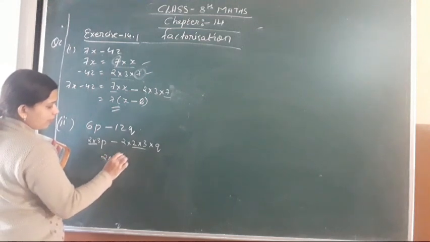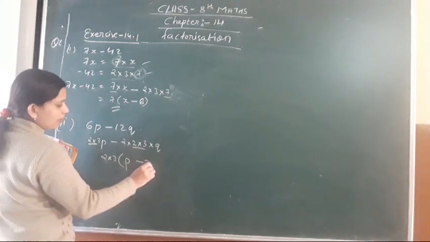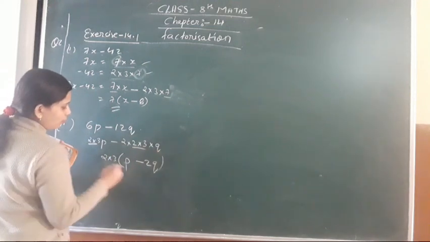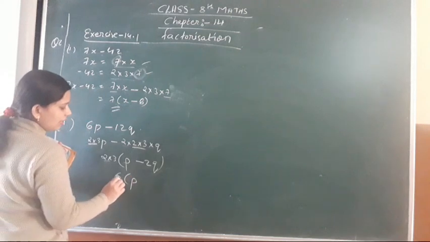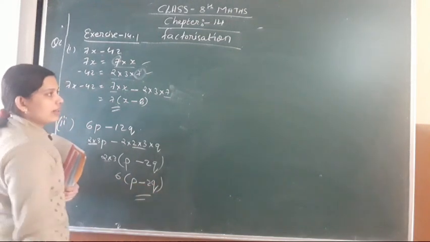2 into 3 will be taken common. What is the number left out? P is left out. What is the number left out? 2 and q. So 2 into 3 is 6. So it can be written as 6 into p minus 2q, which is the required answer.